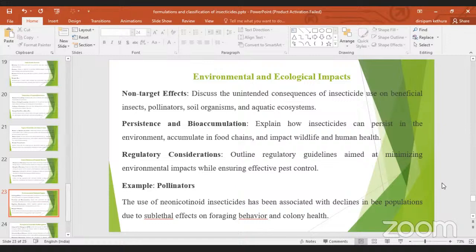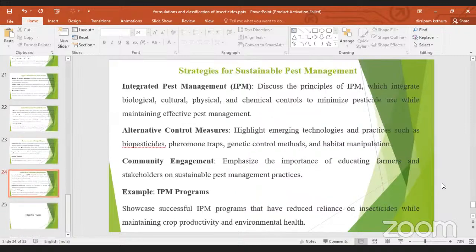And the next one is persistence and bioaccumulation. We are going to talk about how insecticides can persist in the environment, accumulate in food chains, and impair wildlife and human health. Examples are pollinators. The use of neonicotinoid insecticides has been associated with declines in bee populations due to sublethal effects on foraging behavior and colony health. And what are the strategies that must be followed for sustainable pest management?